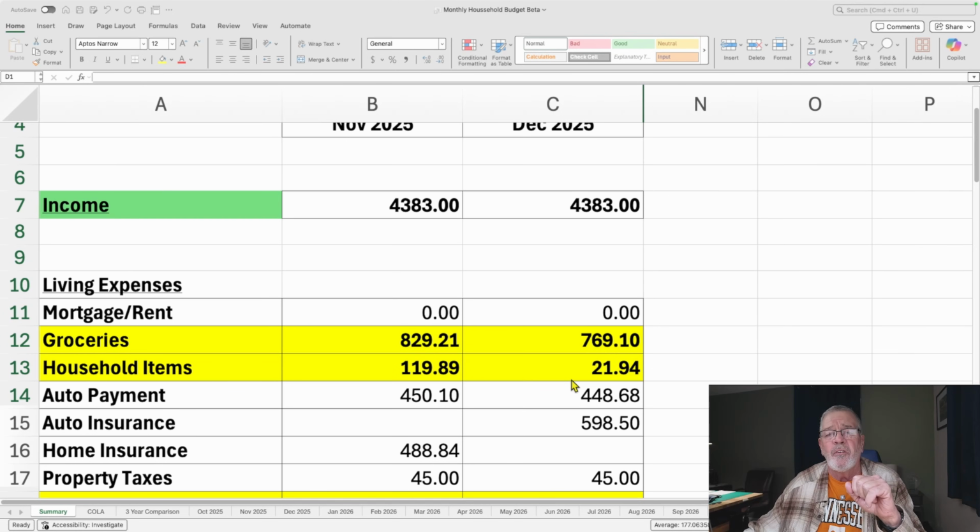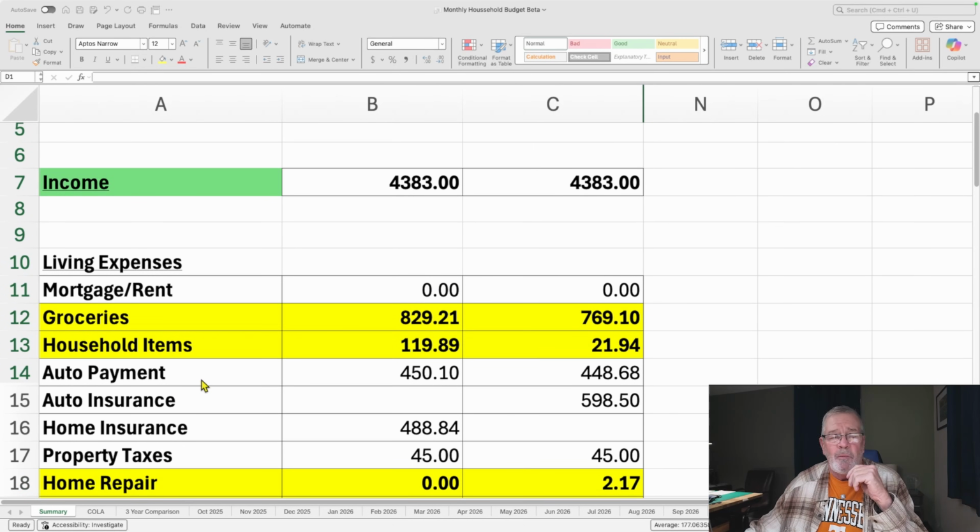Household items, these are things that we buy like toilet tissue and what have you. In November we had a Sam's bill. It's where we buy our bulk stuff, our toilet paper, our paper towels and that kind of stuff. So that's why it was a little bit higher in November compared to December. It was only $21.94.